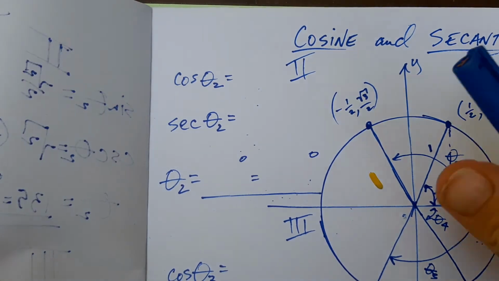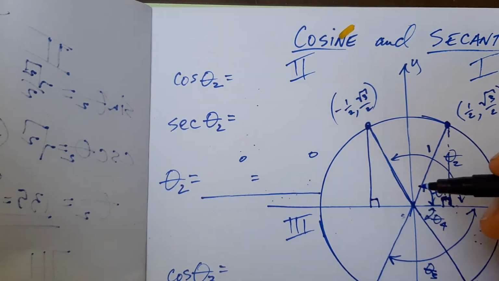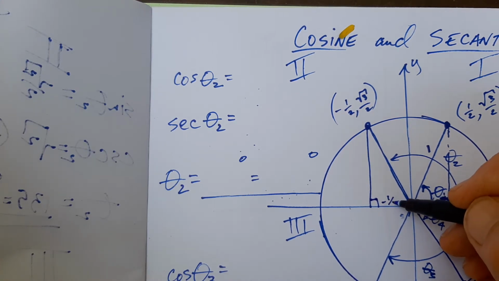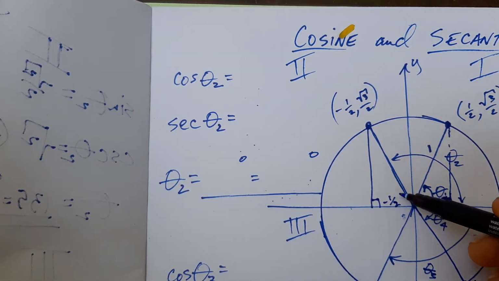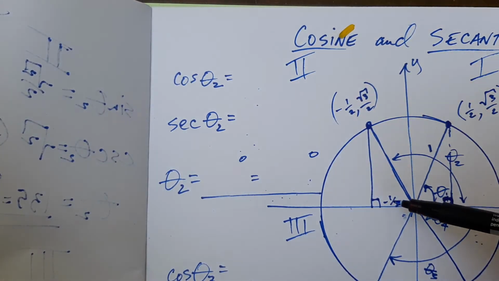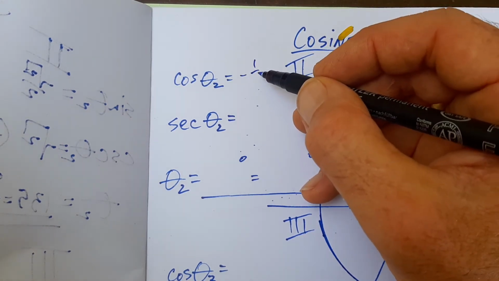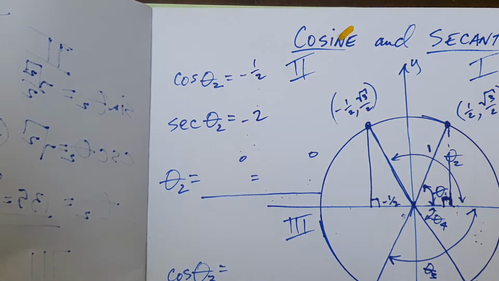Cosine. But here the x value is negative. So negative 1/2 here. All right, and this is adjacent to the angle, right? This is the adjacent side. So cosine is adjacent over hypotenuse. So now the value is going to be negative 1/2 and negative 2.